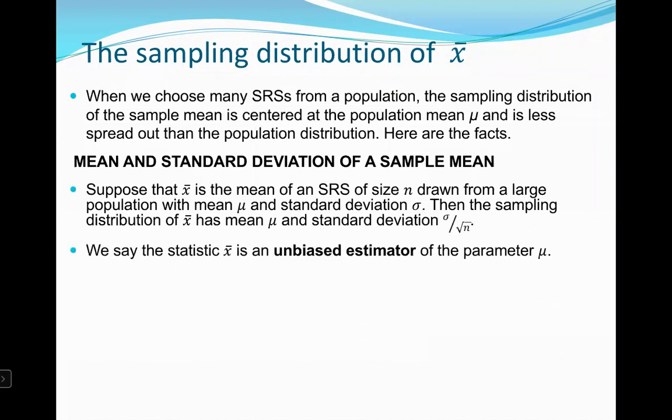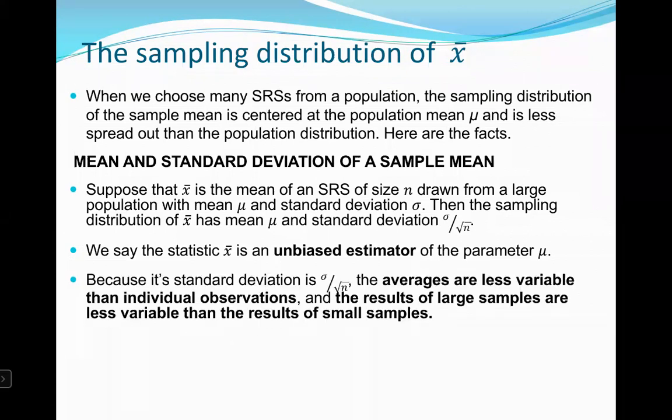Mean and standard deviation of a sample mean. Suppose that X bar is the mean of a simple random sample of size n drawn from a large population with mean mu and standard deviation sigma. Then the sampling distribution of X bar has the mean mu and the standard deviation sigma divided by root n, the square root of the sample size. We say the statistic X bar is an unbiased estimator of the parameter mu.